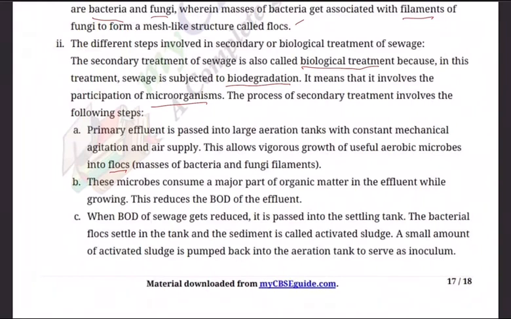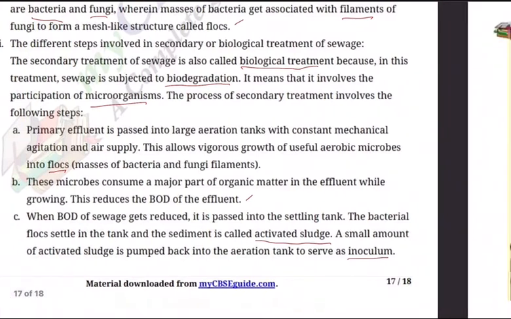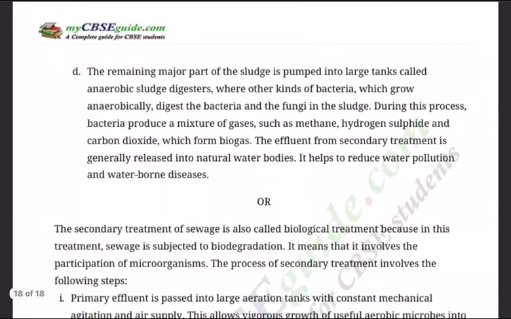B. These microbes consume a major part of the organic matter in the effluent while growing. This reduces the BOD of the effluent, biological oxygen demand. C. When BOD of sewage gets reduced, it is passed into the settling tank. The bacterial flocs settle in the tank and the sediment is called activated sludge. A small amount of activated sludge is pumped back into the aeration tank to serve as inoculum.